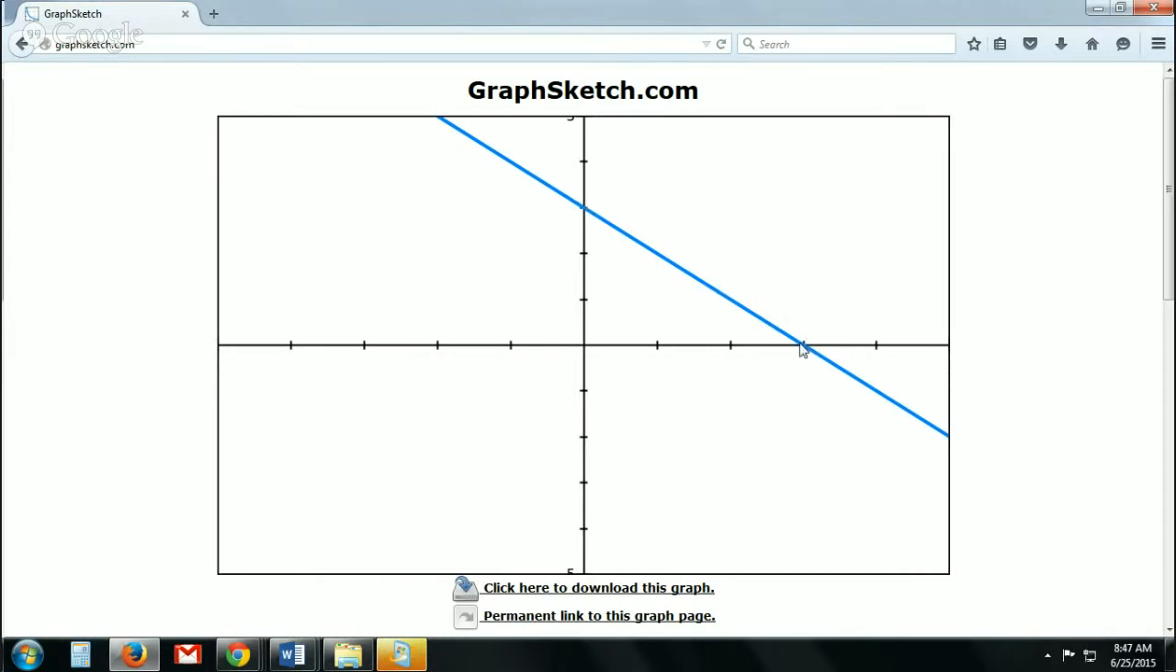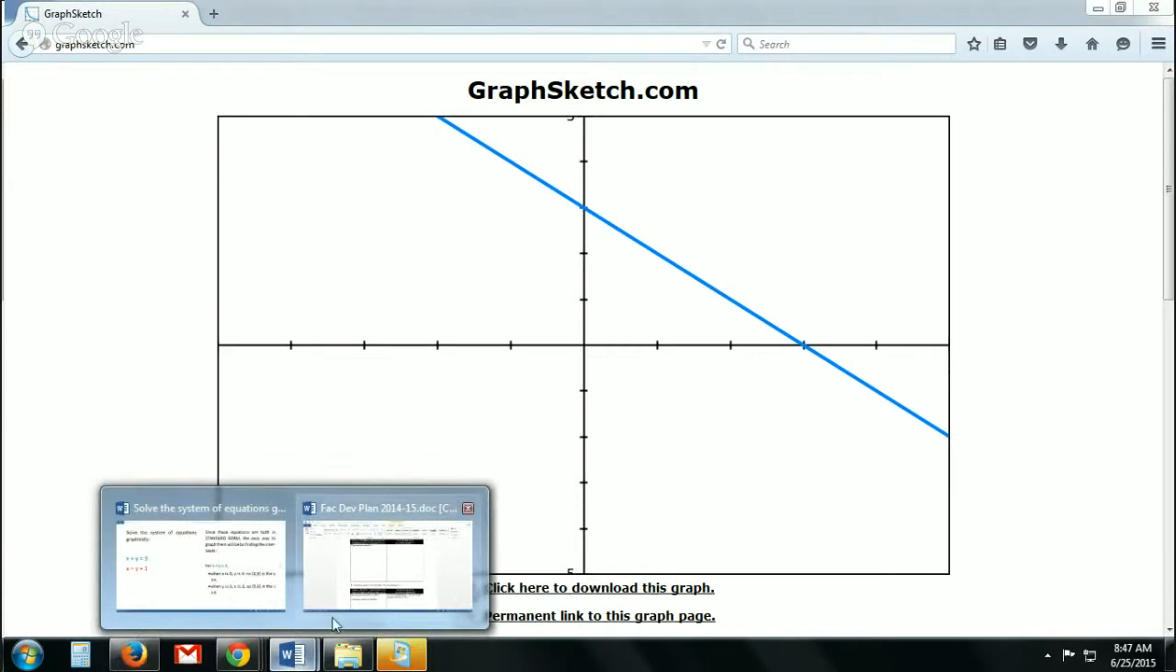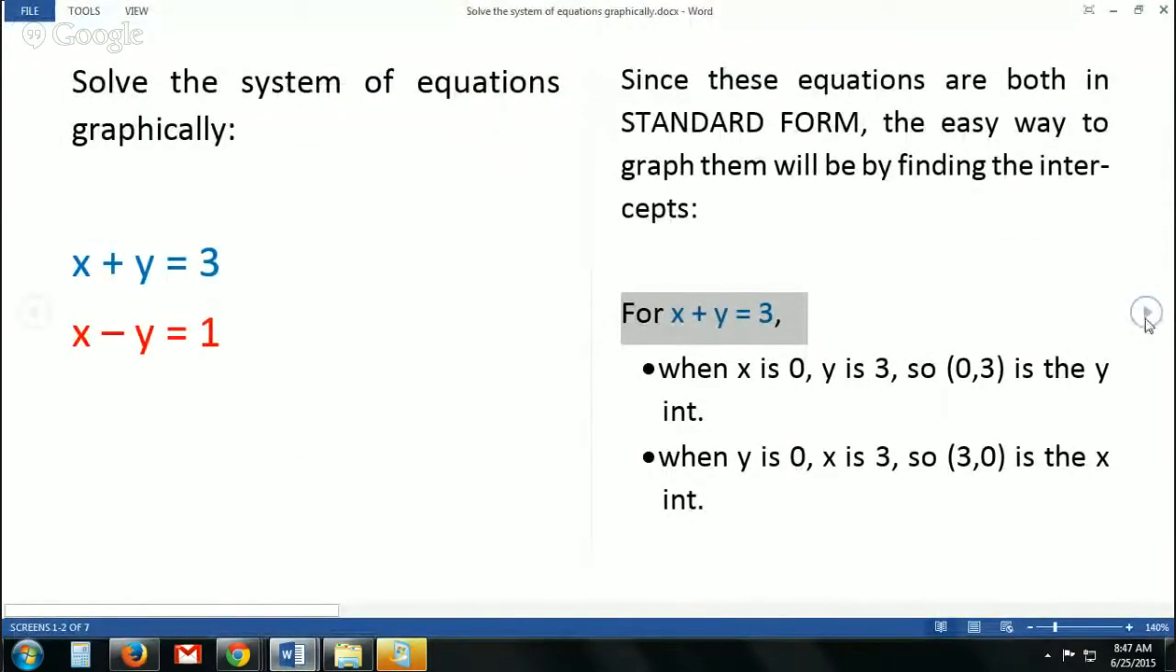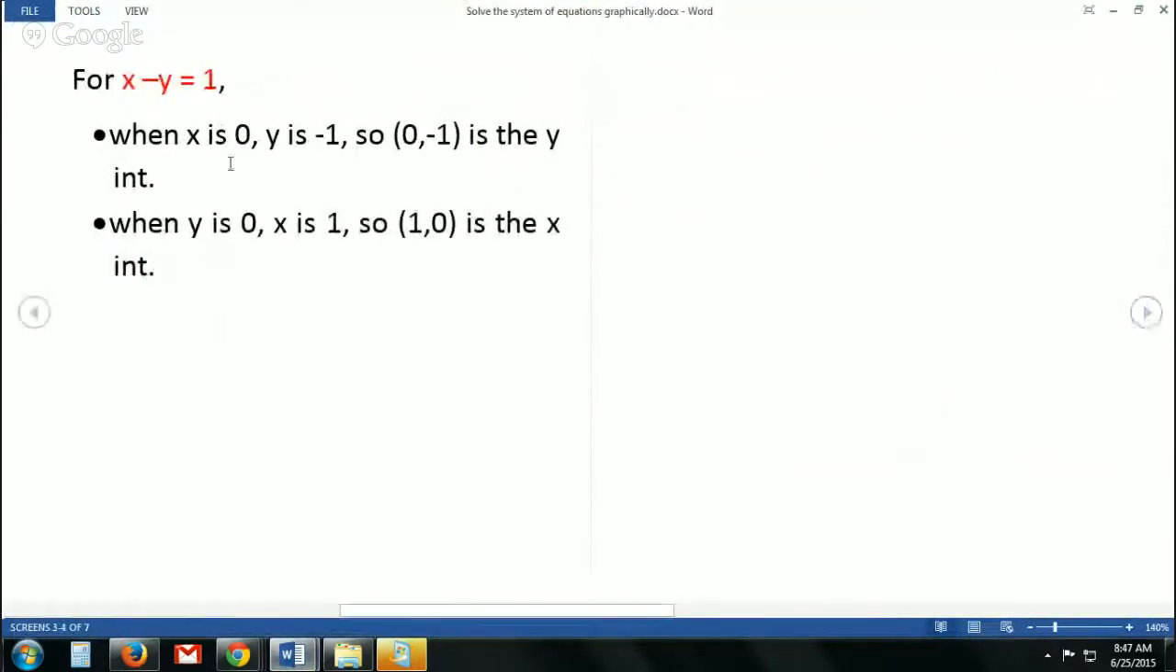Now, remember what this line means. What the picture means is here are all of the solutions for that equation that we were just looking at. Anything that solves the equation shows up on this line. All right, let's go back and look then at the next equation, x minus y equals 1.